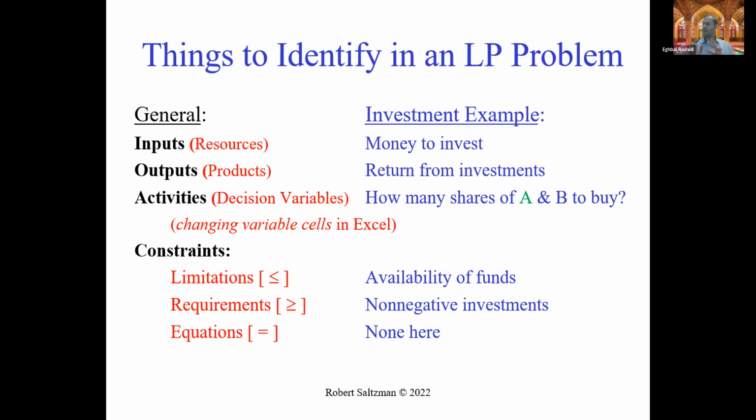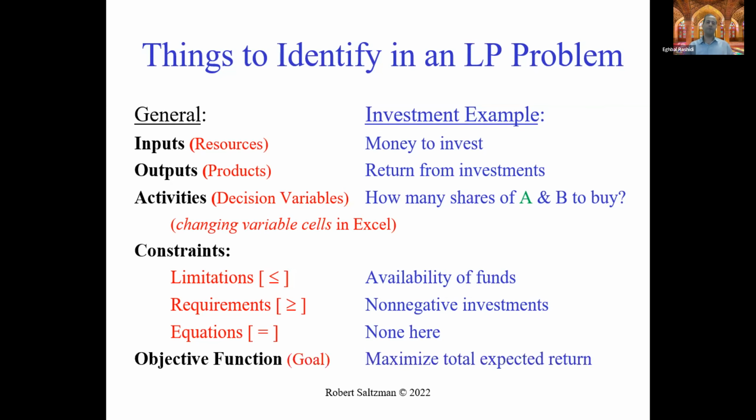Okay? So we have these two types of constraints. The other type of constraint is equality. We actually don't have it in this specific problem, but it is a type of constraint that we use. And our objective function, or our goal, is to maximize the total expected return for our investment after a year.